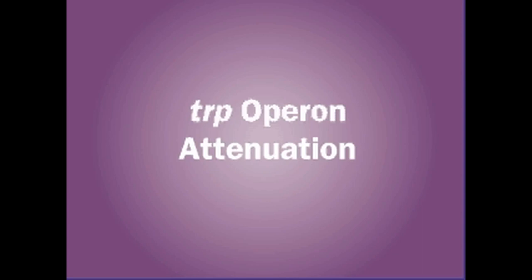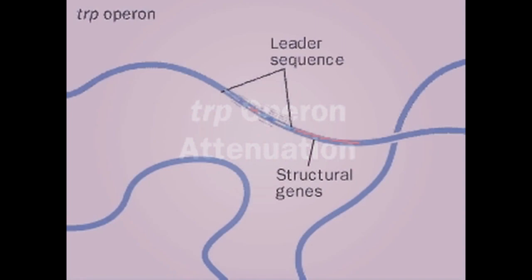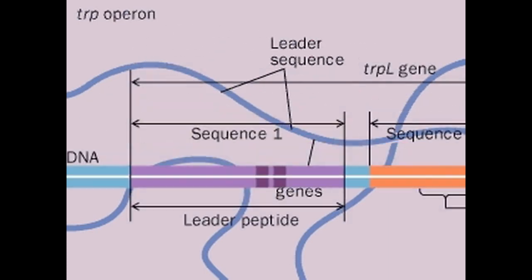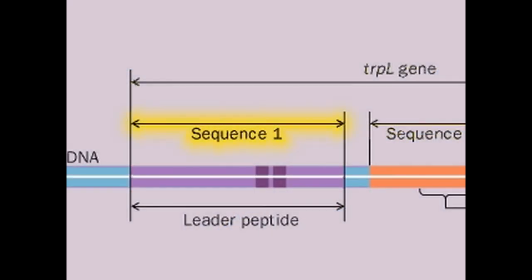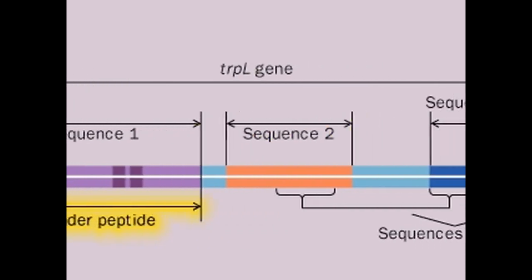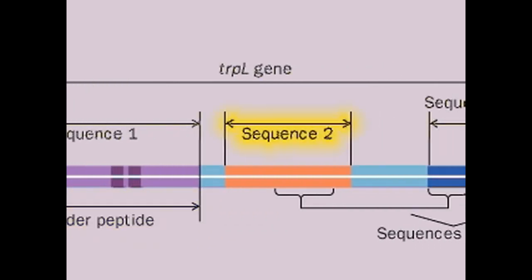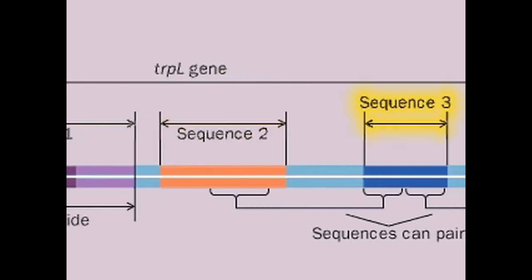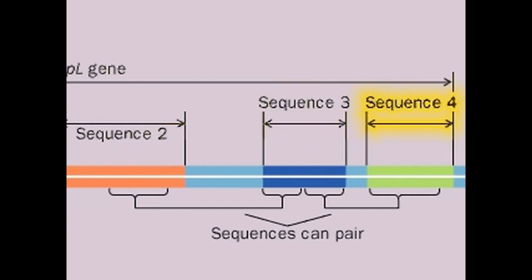need for the enzymes. The tryptophan operon has a leader sequence called TrpL, which codes mRNA with 4 special sequences. Sequence 1 codes a leader peptide which requires 2 tryptophans. We'll see why this is important in a minute. Sequence 2 contains a string of bases which are complementary to a string in sequence 3, and sequence 3 contains a string complementary to bases in sequence 4.